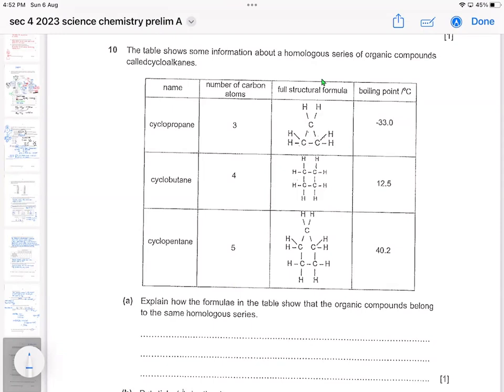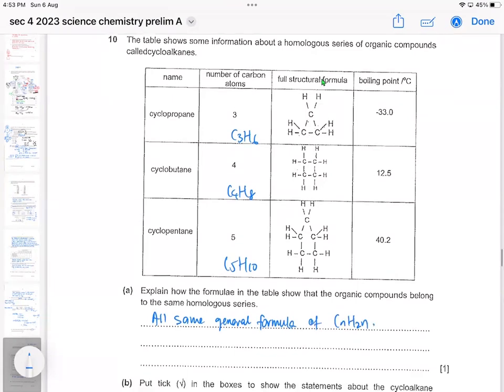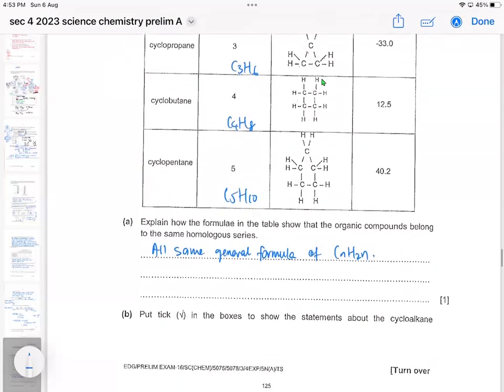Okay, so you notice that all of them, the formulas here are C3H6, C4H8, C5H10. So you can say that all of them have the same general formula of CnH2n. Something like that. Oh, 1 mark only. So that's all we need.